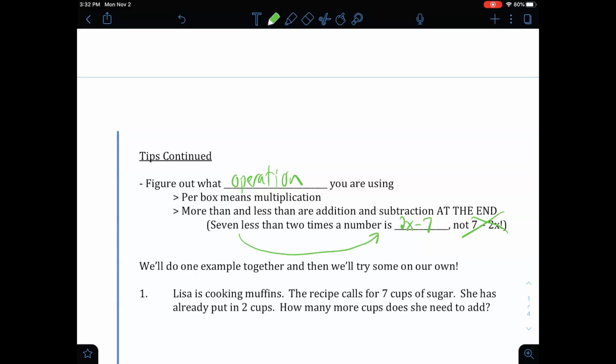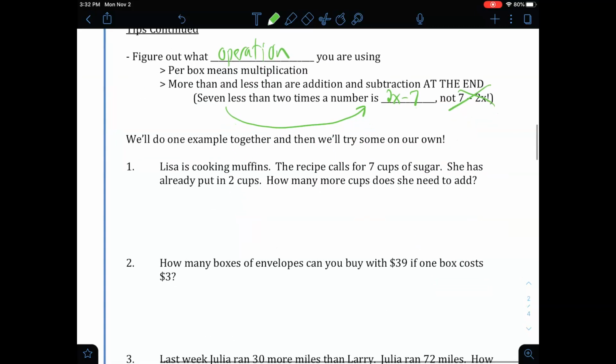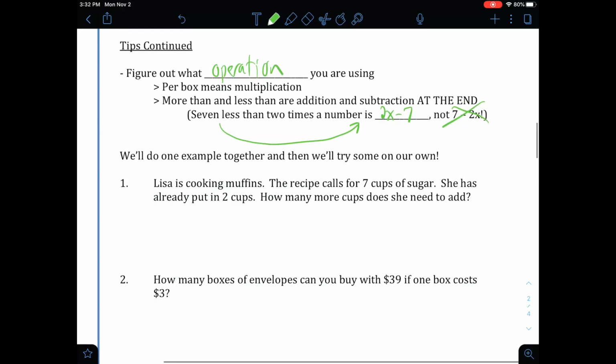Okay, so "7 less than" needs to go at the end, not at the beginning. So be careful with that. It says we'll try one together and then do some on our own. We're going to do them all together here.